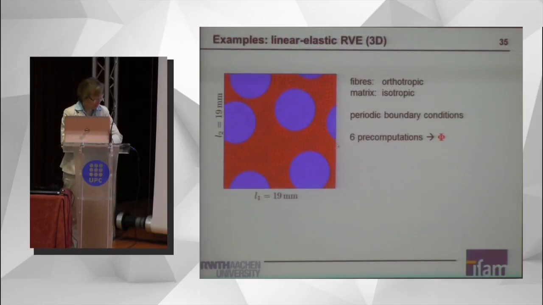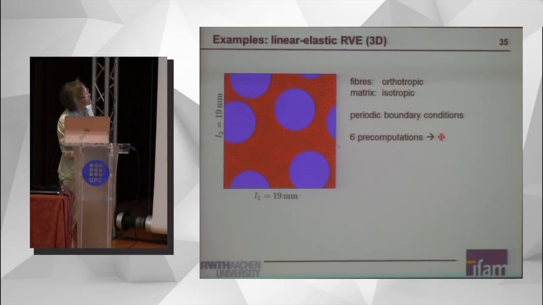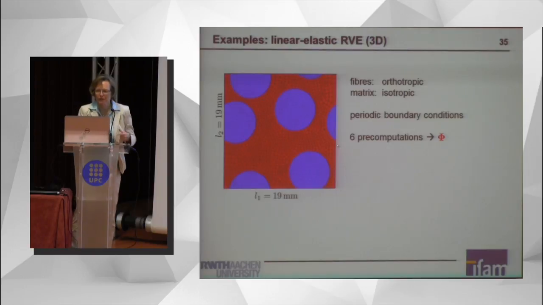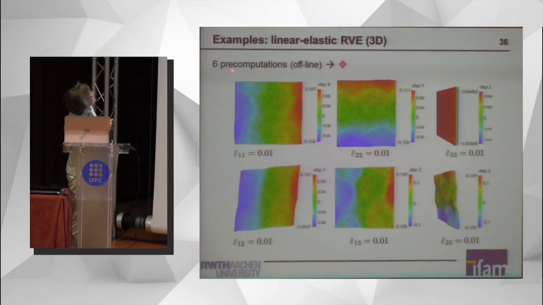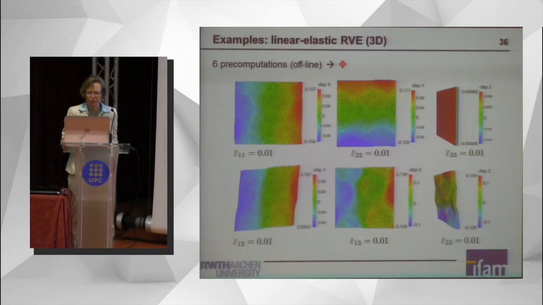So we come now to several examples. This is very simple, the simplest one, a linear elastic RVE, but certainly it should work for it, obviously. The fibers are orthotropic, the matrix is isotropic, we have periodic boundary conditions, and we use now logically 6 precomputations for the different strain states. This is done offline now. These 6 precomputations let us establish the projection matrix phi, which I discussed before.